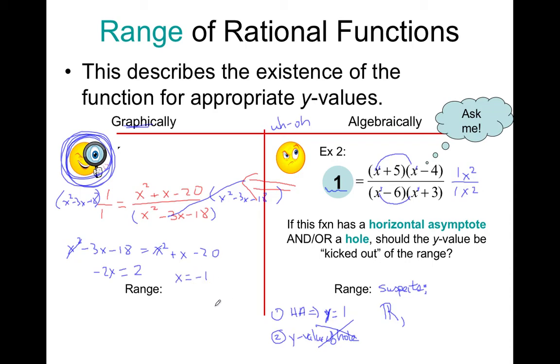Oh snap! I said to myself, there's no way I could get 1 because those two numerators aren't the same. What if x is negative 1? What happens when x is negative 1? I was like, oh, those things can never be the same. Well, what is negative 1 squared plus negative 1 minus 20 divided by negative 1 squared minus 3 times negative 1 minus 18?